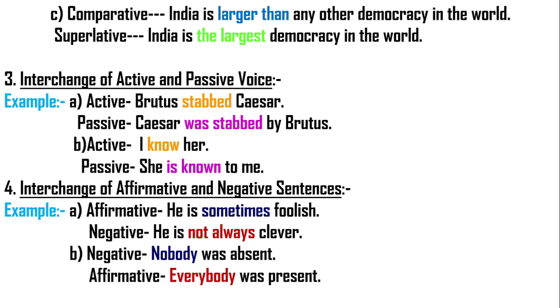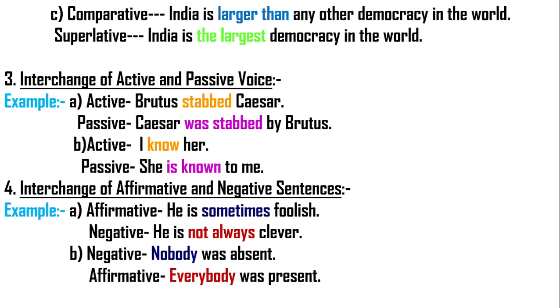Now we move on to how to change active voice into passive voice. We know that when we change active to passive, the subject and the object are interchanged. In the first example, Brutus stabbed Caesar. Who is stabbing Caesar? Brutus is the subject and the object is Caesar. In the passive voice, it is just interchanged. Caesar was stabbed by Brutus. Why was stabbed? Because stabbed is in past tense.